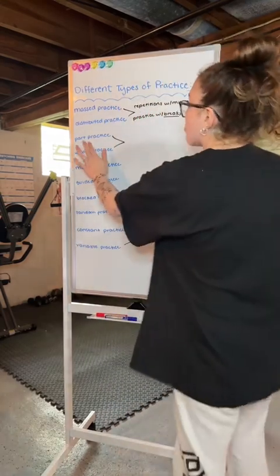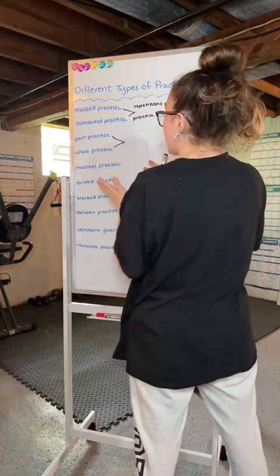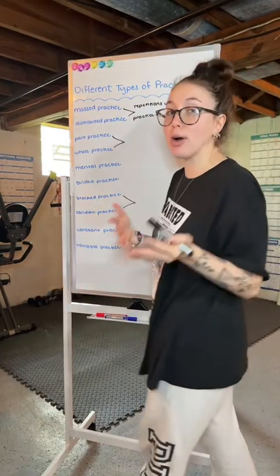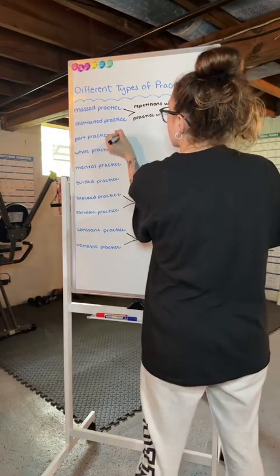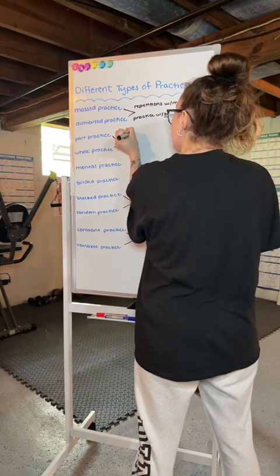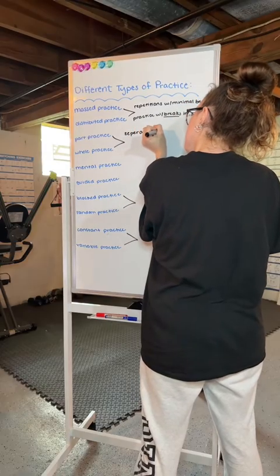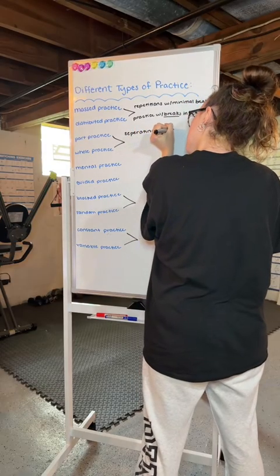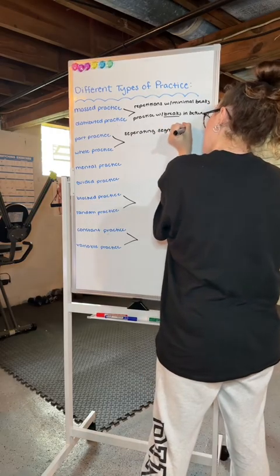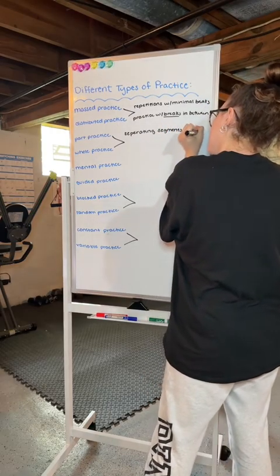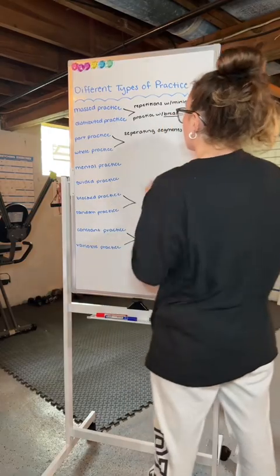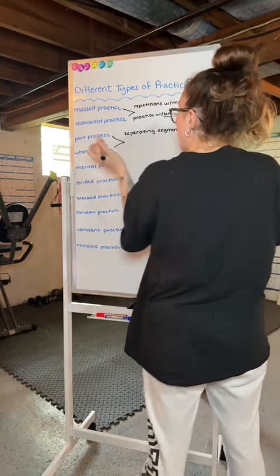The next practice pairings that I'm going to pair up are part practice and whole practice. And these are pretty self-explanatory too when you think of the words. So part practice is when we're separating different parts of a task that can be broken up easily. So we're separating our segments of a task. And whole practice is just the opposite. We're not separating the segment, it's a continuous motion.